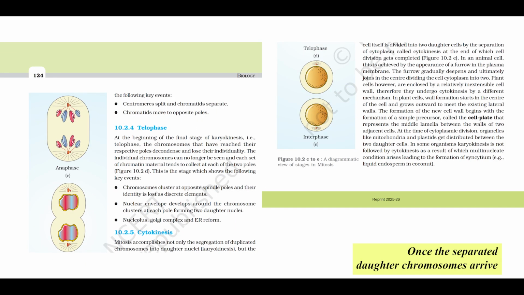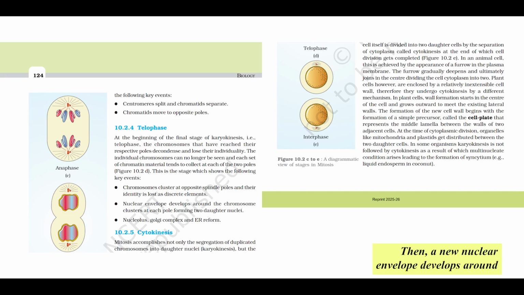Once the separated daughter chromosomes arrive at their respective poles, we enter the final stage of karyokinesis, telophase. And telophase is essentially the reverse of prophase. It's about putting everything back together to form two new nuclei. Reverse of prophase, okay. Yes. First, the chromosomes that have reached the poles begin to decondense. They uncoil, lose their distinct shapes, and become less visible, reverting to that diffuse chromatin state again.